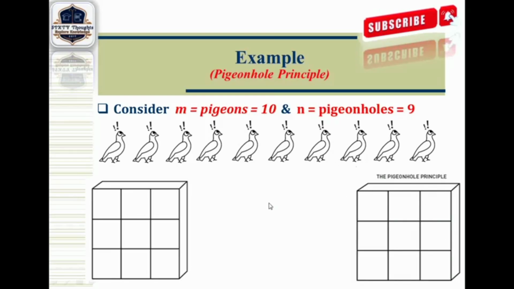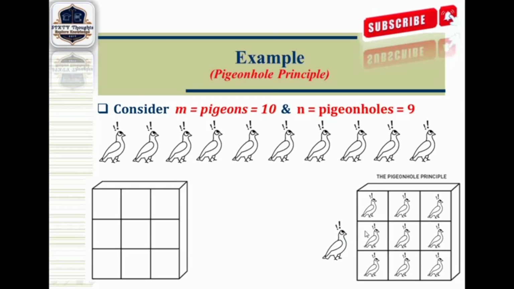We take the first pigeon assigned to the first pigeonhole. Similarly, the second pigeon is assigned to the second pigeonhole, the third pigeon to the third pigeonhole, the fourth to the fourth hole, the fifth to the fifth pigeonhole. Similarly, we do the sixth, seventh, eighth, and ninth. So now we take the 10th pigeon.